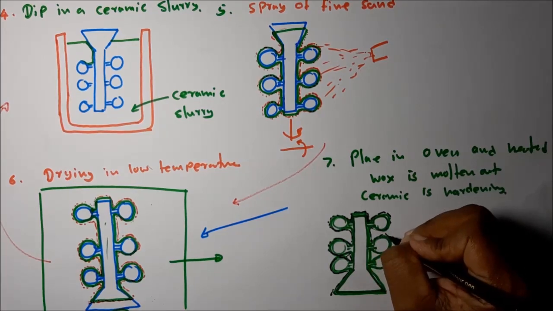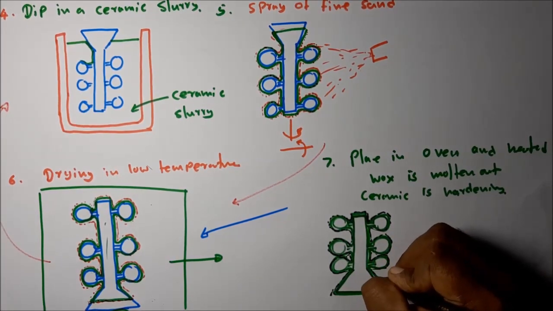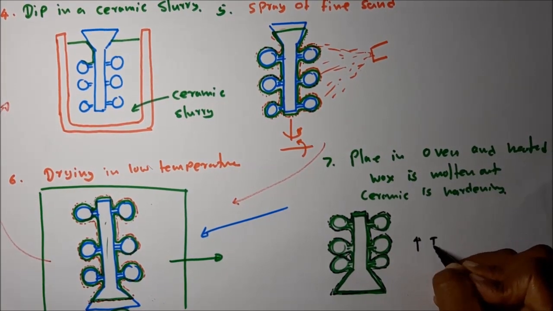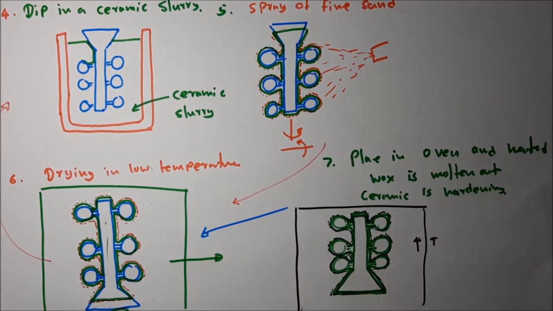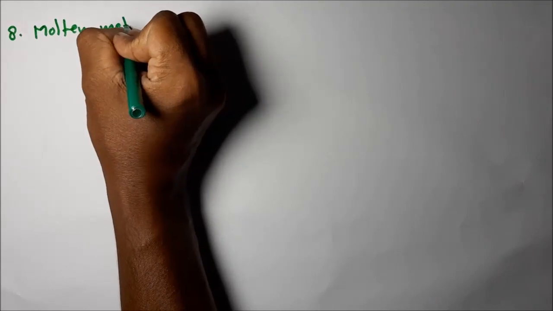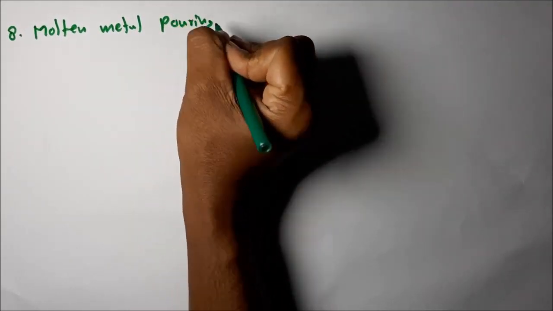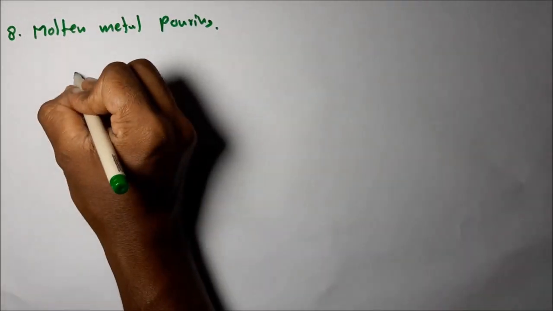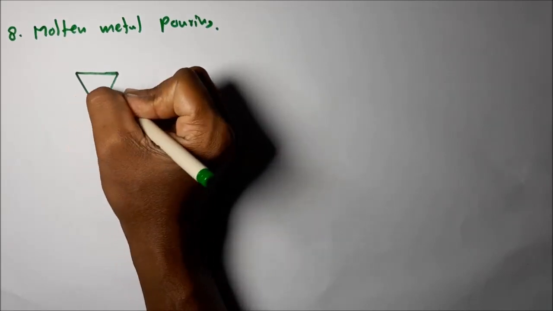You can see the temperature further increases so that the ceramic gets hardened. When you increase the temperature, the ceramic gets hardened; the temperature increases again further. Then what happens? The shell gets hardened. Okay, the shell gets hardened. So then step 8, the pouring of molten metal. Now this mold is ready for pouring after taking it out from the oven.